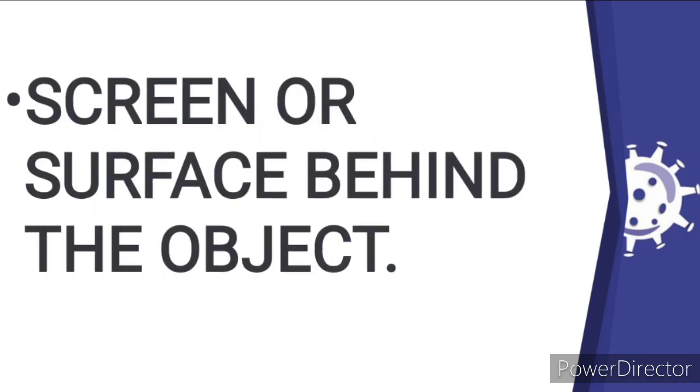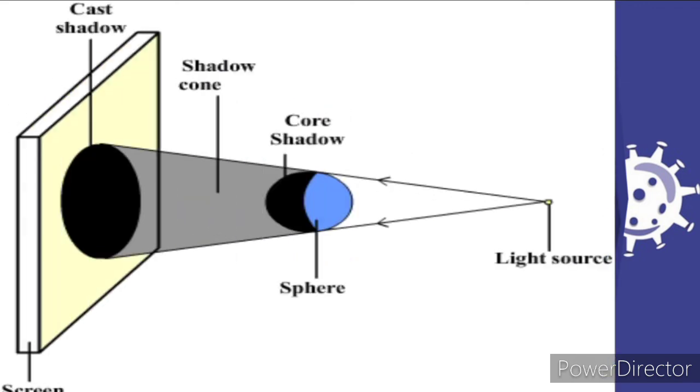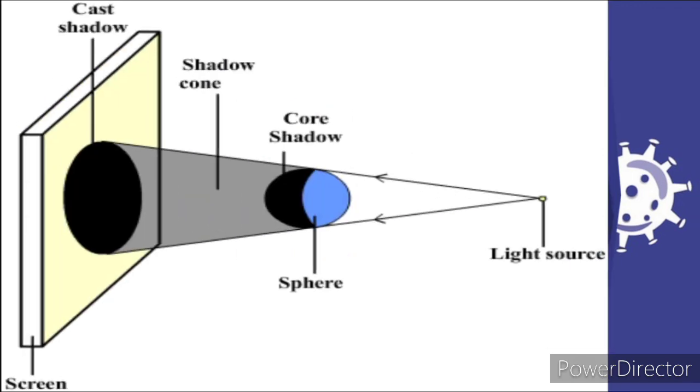The third one is a screen or surface behind the object. Can you see this picture? The light source is there, and the screen. Wow! Can you see the screen? The screen shows what? Shadow.